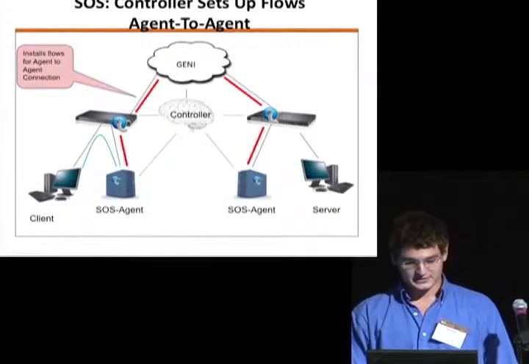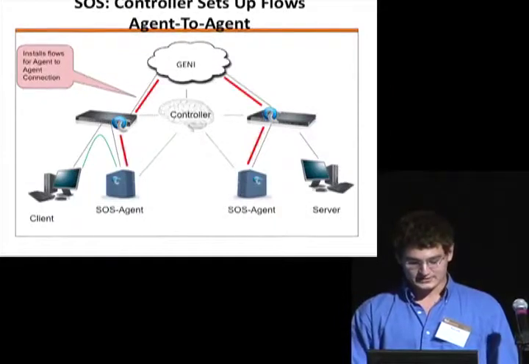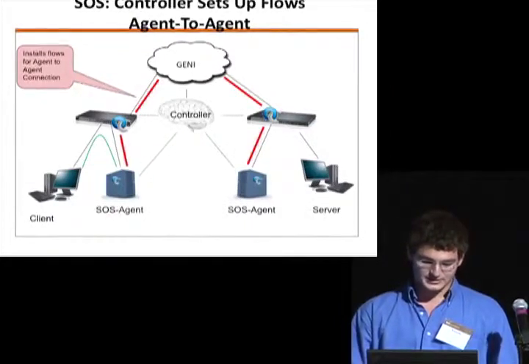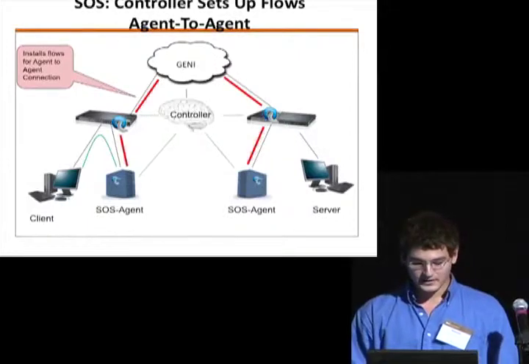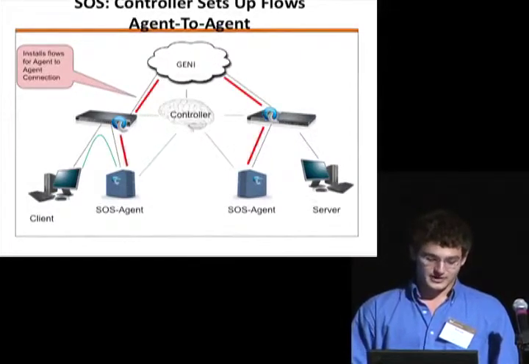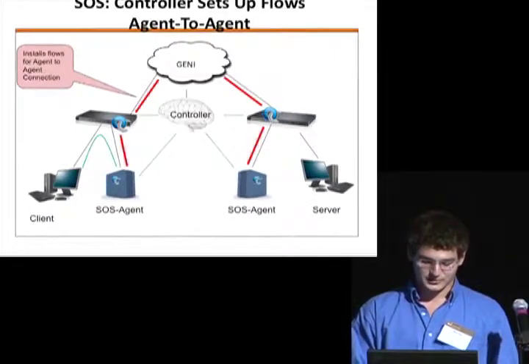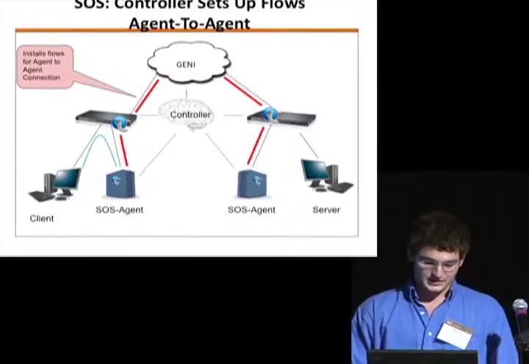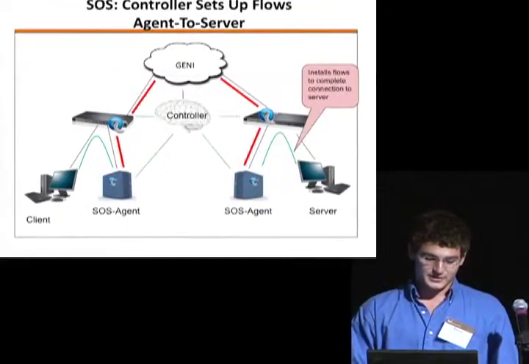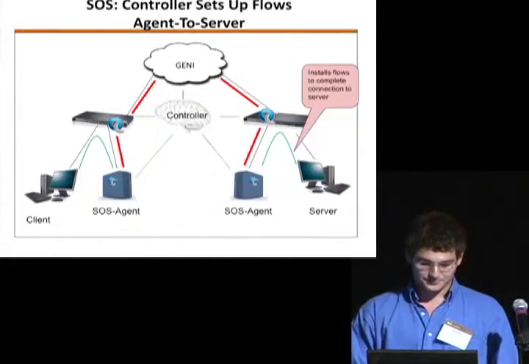The first flow that gets installed allows the client's TCP connection to get directed to the nearby agent. The agent here does header rewrite in order to make this process seamless. The next flow allows the agents to connect to each other using the high throughput transport protocol, and the final flow allows the destination agent to connect to the server. This is completely transparent to the server and client.